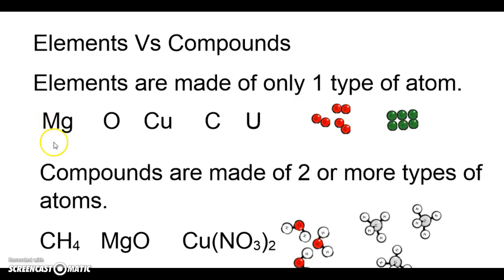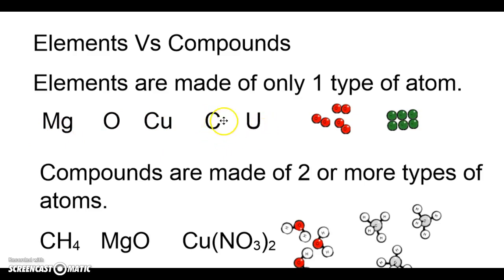And even if I didn't have the periodic table in front of me, I would know how many elements I had based off how many capital letters there are. Because for every one capital letter, I have one element. So even though there's two letters here, it's just one element because there's one capital. So one element, one element, one element, one element, one element.